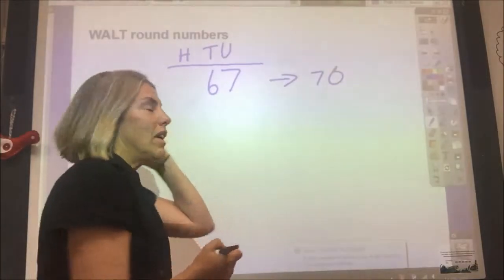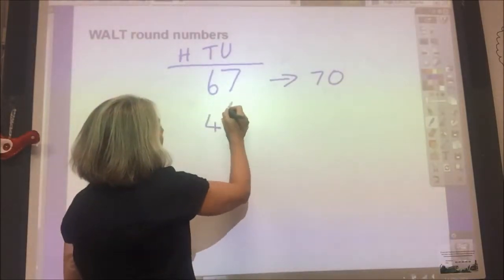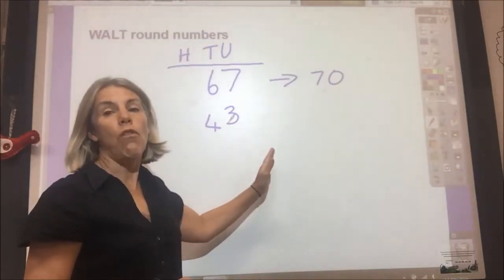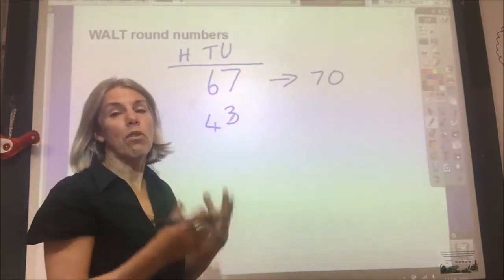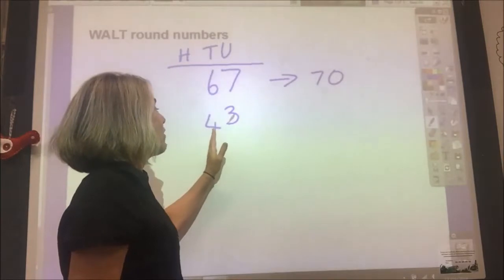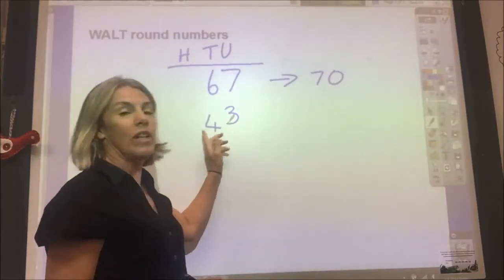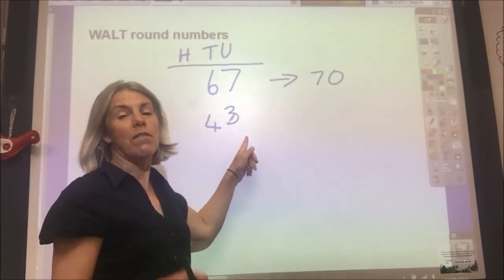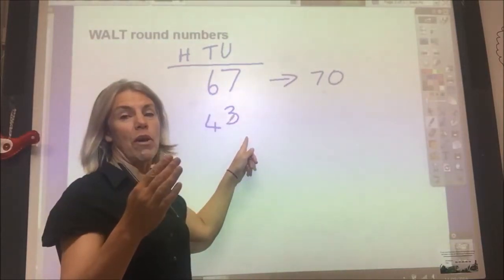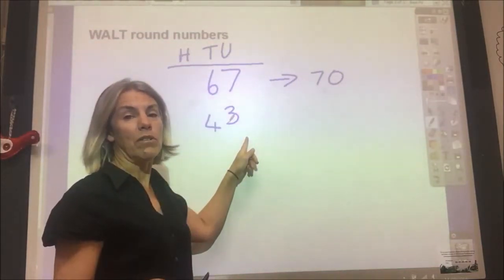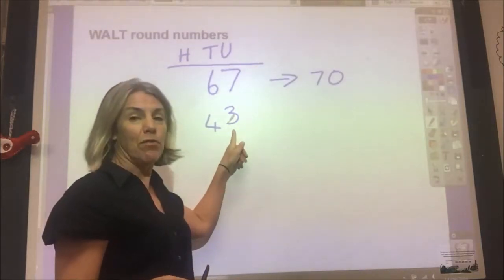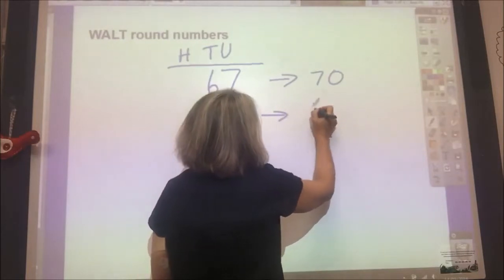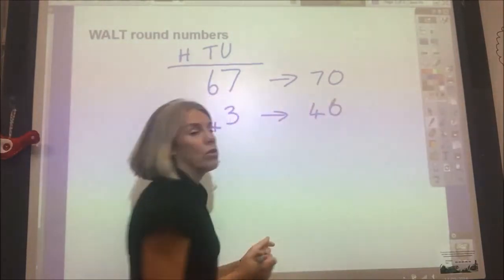If we have a number like 43, is 43 nearer to 40 or 50? Rounding is an approximation. We move one figure to the right, so we look at the 3. If the 3 is 5 or above, we go up. 4 or below, we go down. So because it's a 3, we're rounding down to 40. So 43 comes to 40.